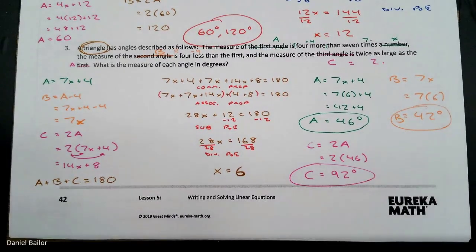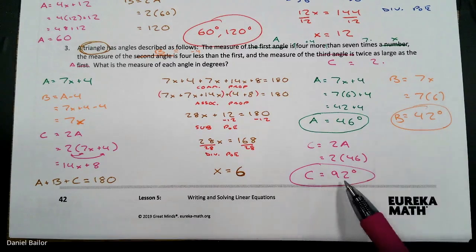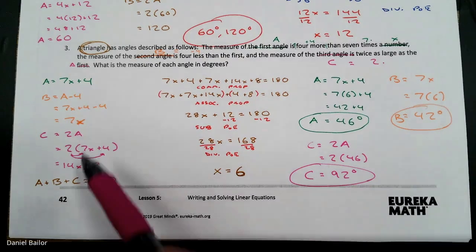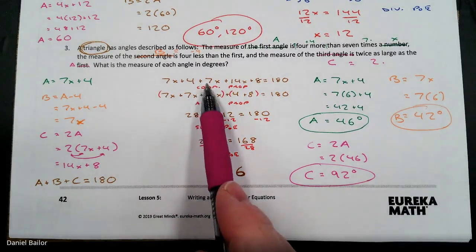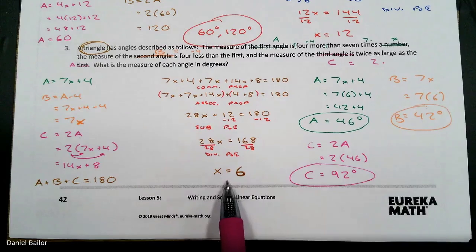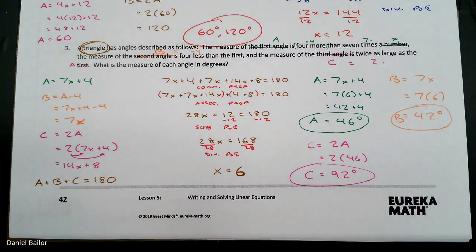So those are my answers right there. That's the final step. Angle A is 46. Angle B is 42. Angle C is 92. And that's how we do number 3. We've found the pieces. We made our equation. We solved our equation, and we used the solution to find the angles. 4 things you have to do, but it is absolutely possible.